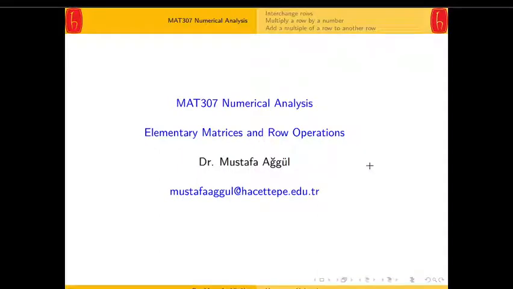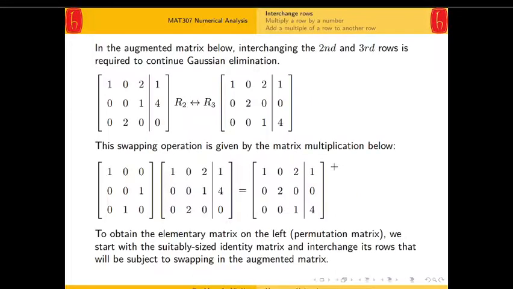Welcome to M8307 Numerical Analysis class. In this lecture, we are going to introduce elementary matrices and their connection with elementary row operations. First, we will discuss interchanging two rows.